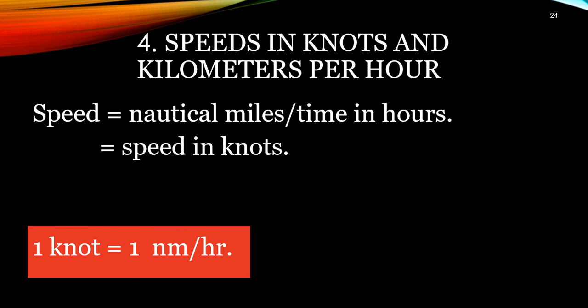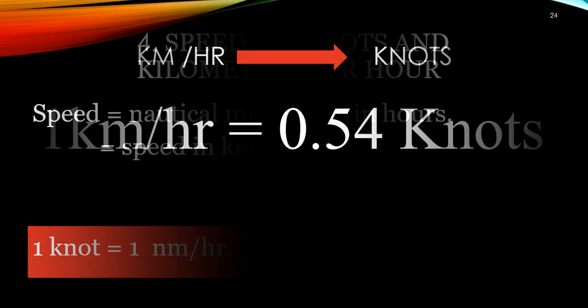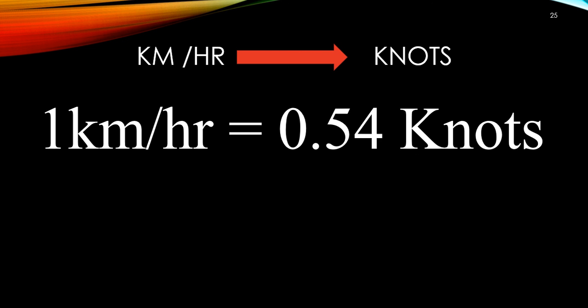Then speed in knots and kilometers per hour. When we talk of the speed of an aeroplane or a ship, we use the measurement of knots, or you can even use kilometers per hour. Speed is equal to nautical miles per time in hours, or speed in knots. 1 knot is equal to 1 nautical mile per hour. And from kilometers per hour to knots, 1 kilometer per hour is equal to 0.54 knots.